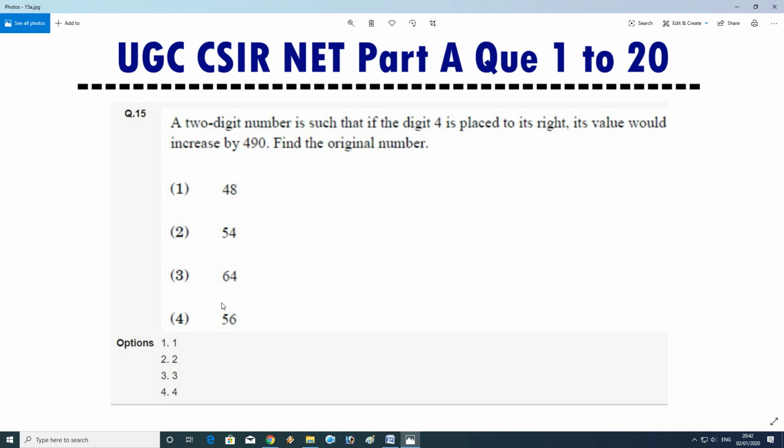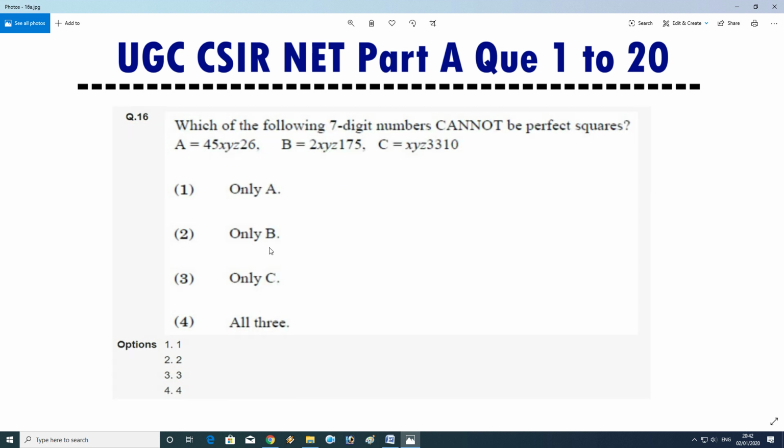Question number 15: A 2-digit number is such that if digit 4 is placed to its right, its value would be increased by 490. Find the original number. So, the original number is the second option, this is 54.